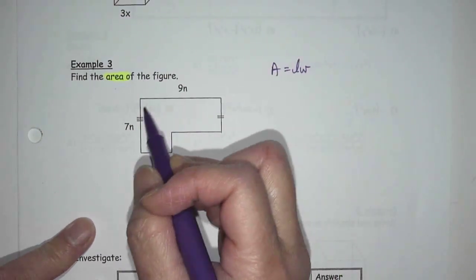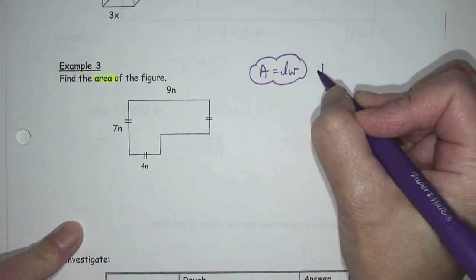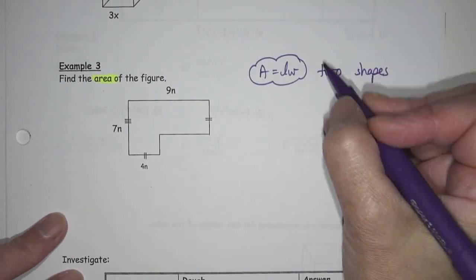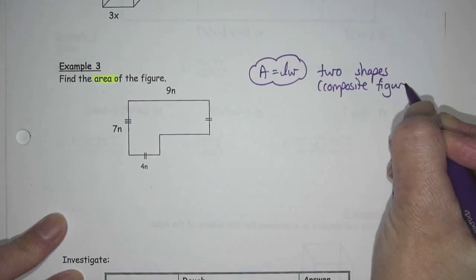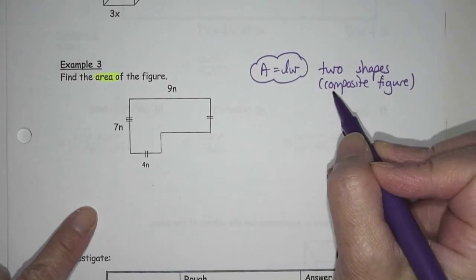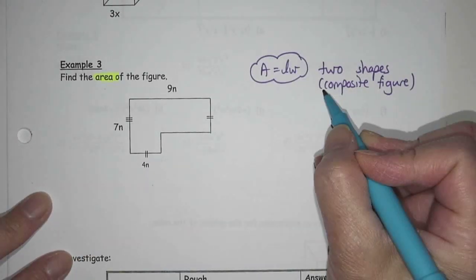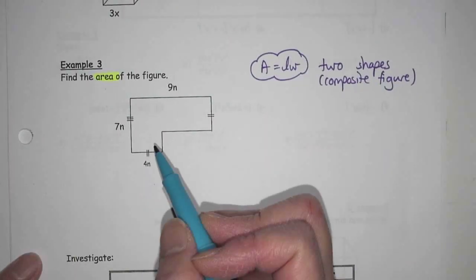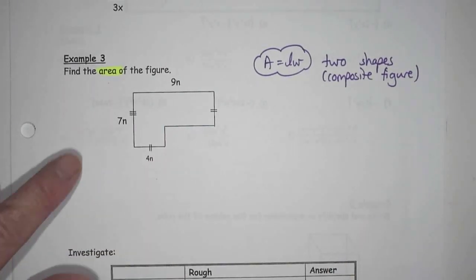But here we have two shapes. So this is going to be for two shapes, and it's called, sorry, a composite figure. A composite figure is composed, it comes from the word composed, it's composed of more than one shape. So here, if we look at this, this is actually not one shape, but it's two.